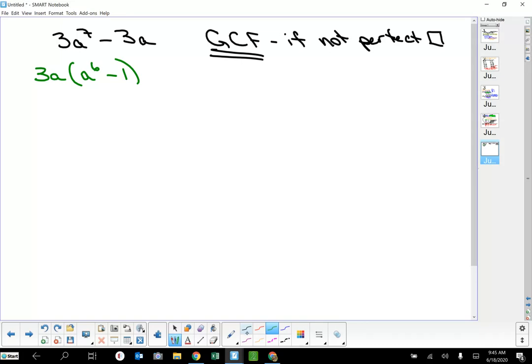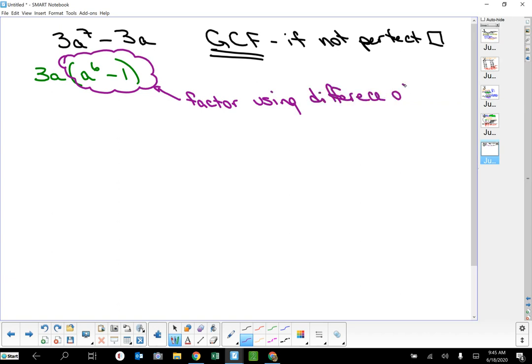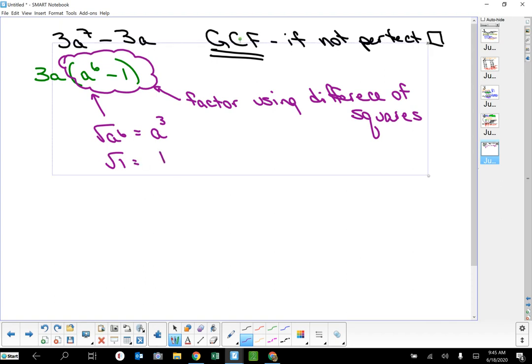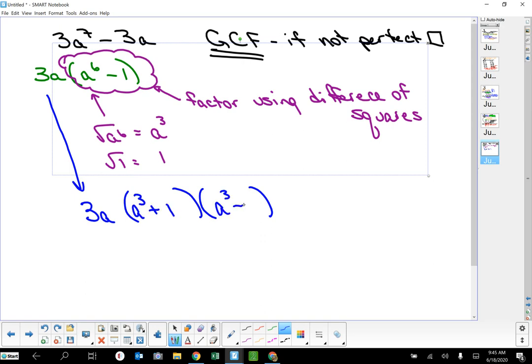Well, now this part, and just this part, can be factored using difference of squares. Just take the square root of each piece, the root of a to the sixth and the root of 1. Well, the root of a to the sixth is a cubed, and the root of 1 is 1. So what we're going to do in our answer is drop down our 3a, and then our two binomials are going to look like a cubed plus 1 and a cubed minus 1.